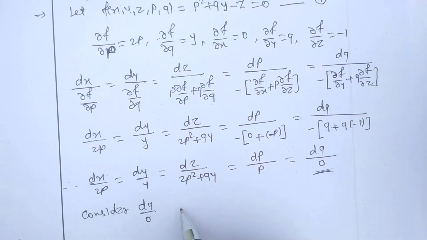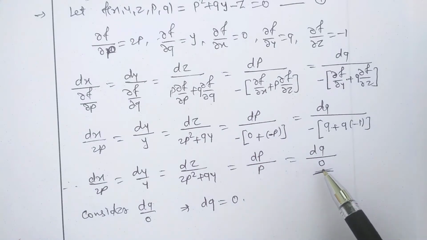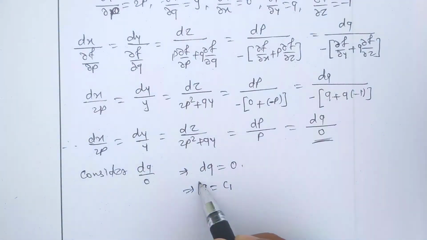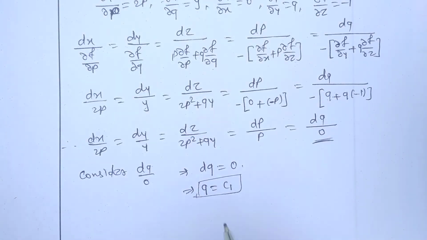Okay, so from this we can write the value of dq is equal to 0. See, dq upon 0, the denominator is 0, and if the denominator is 0, this numerator also must be 0. So that's why we take dq is equal to 0. Now just integrating this, dq is equal to 0 implies the value of q is equal to some constant c1. So we will get the value of q, that is our first step. First step is completed, we will get the value of q.